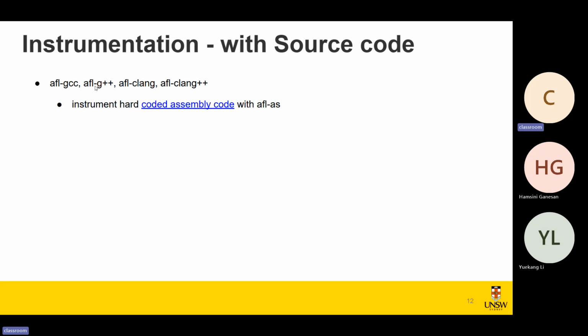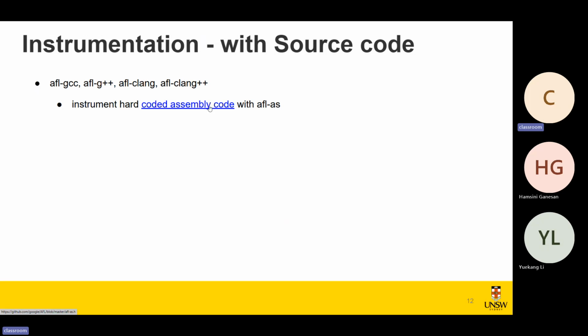If we use these compiler wrappers, they will instrument the target program with some hard-coded assembly code. When the compiler has translated the target program from source code to assembly, the instrumentation is done with the assembly code. And if you have learned about compilers, you will know that eventually the binary is some kind of machine code.